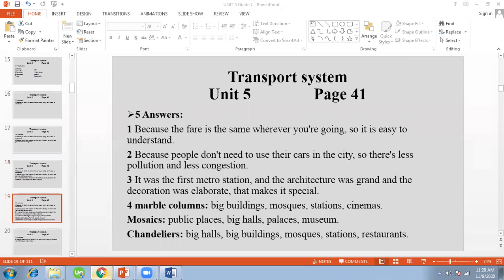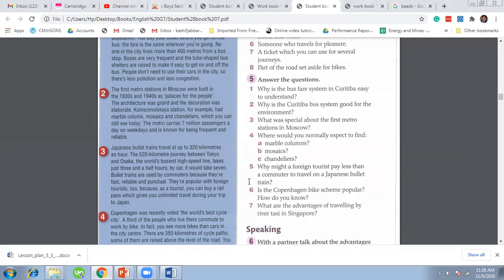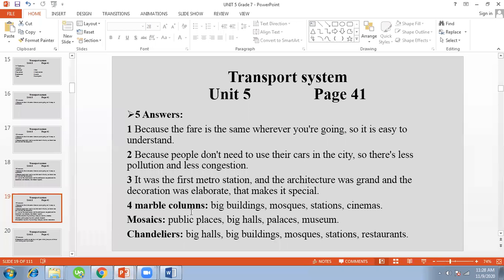And the next question is about where would you normally expect to find marble columns, mosaics, and chandeliers. So here you go with the answer. The marble columns: big buildings, mosques, stations, cinemas, these things that you can find. Marble columns within these types of buildings. Mosaics at public places, big halls, and museums. As I've showed you the picture of mosaics, it's an artwork.